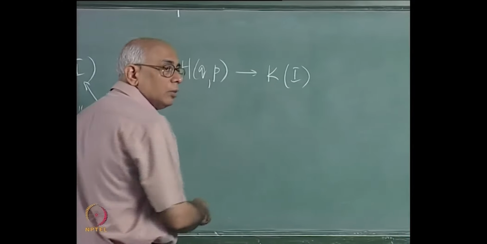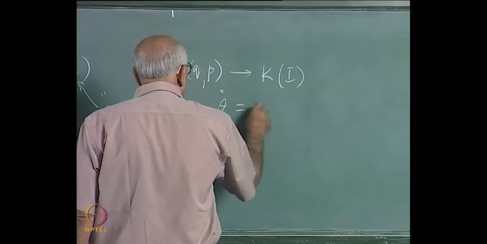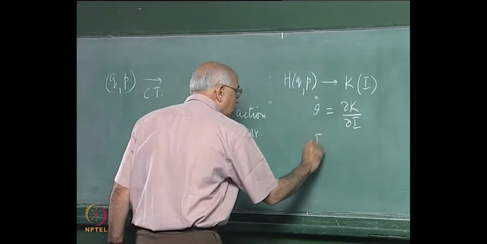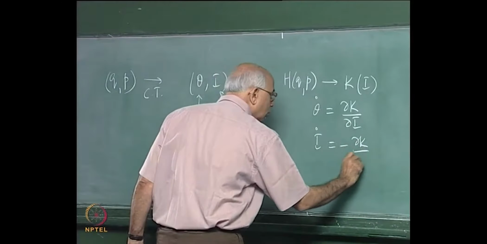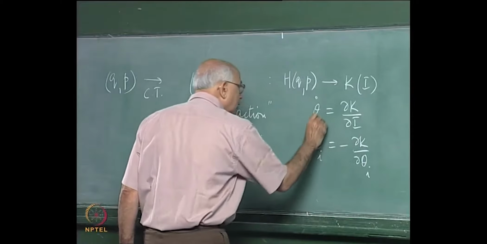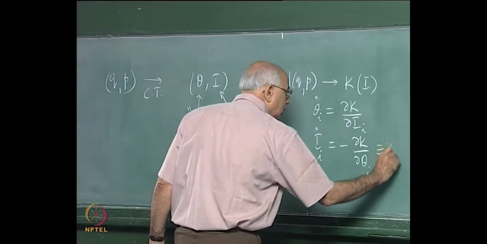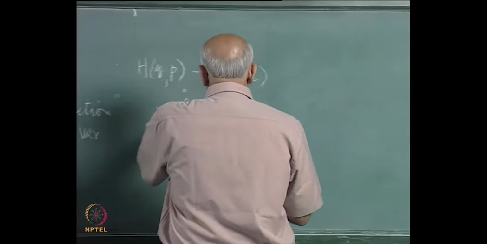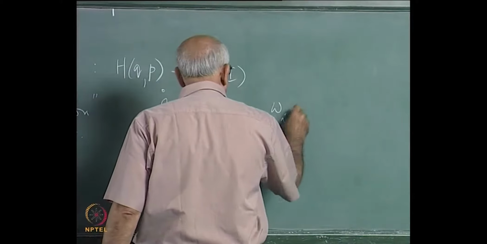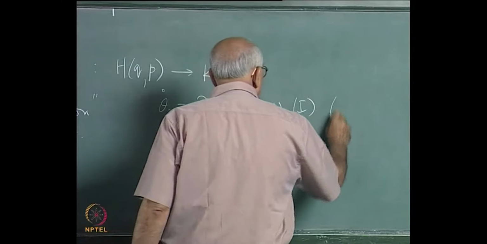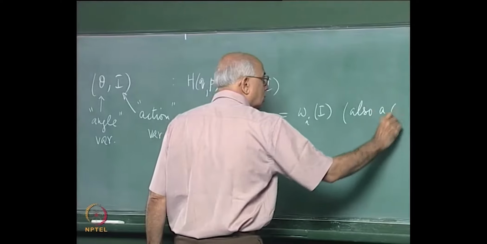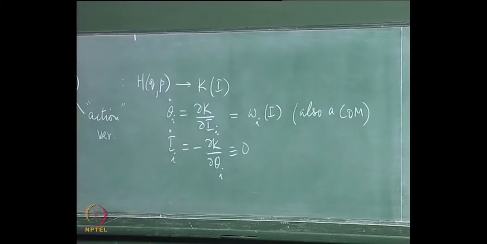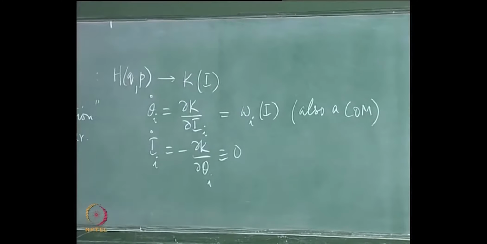The action variables turned out to be constants of the motion because you have theta dot is delta K over delta I, and I dot was minus delta K over delta theta, and this was identically 0, which implied that each of the i's is a constant of the motion. Therefore this quantity here, which is some function of all the action variables, is also a constant of the motion, and the motion, as we saw, lay on some kind of n dimensional torus.